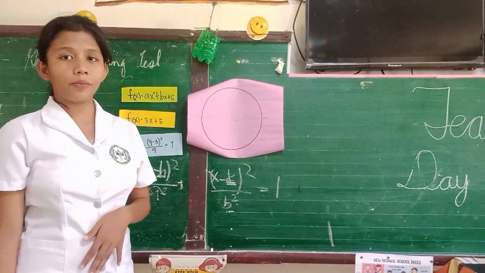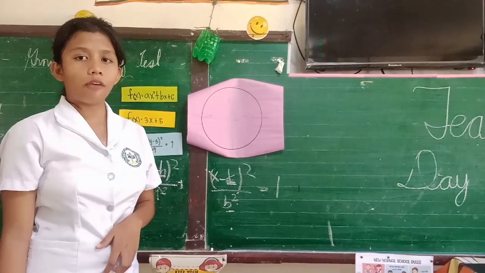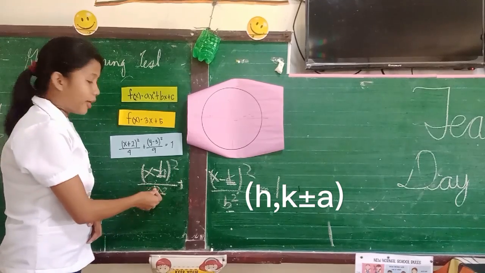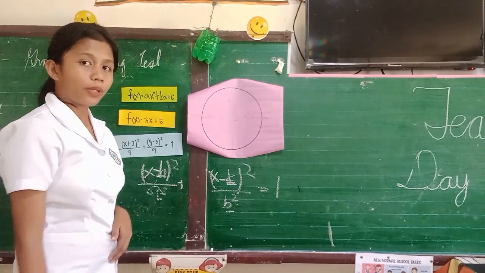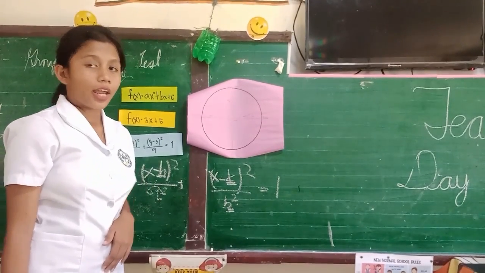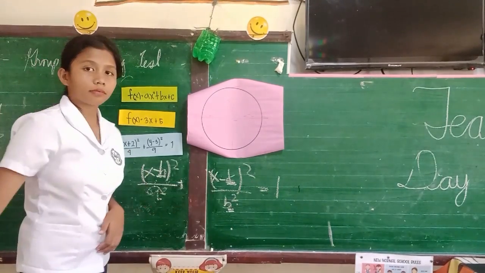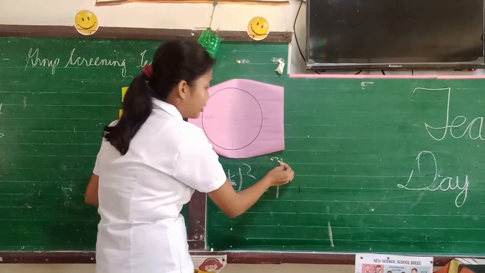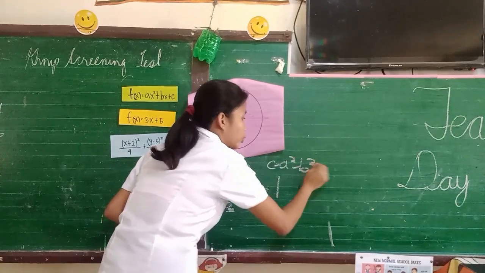For the vertical ellipse, the major axis is parallel to the y-axis. The coordinates of the vertices are h and k plus or minus a. The coordinates of the co-vertices are h plus or minus b and k. The coordinates of the foci are h and k plus or minus c, solving for c using the equation c squared equals a squared minus b squared.